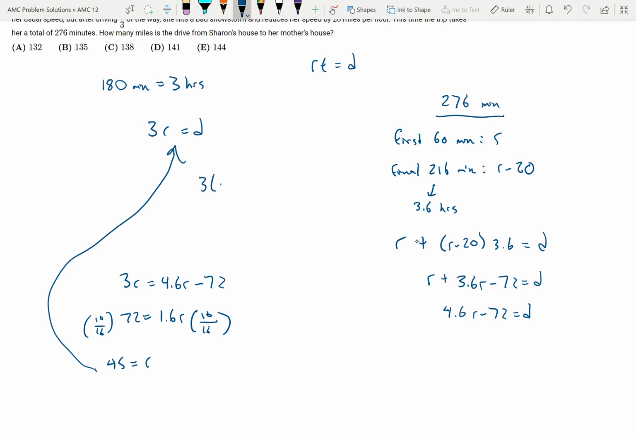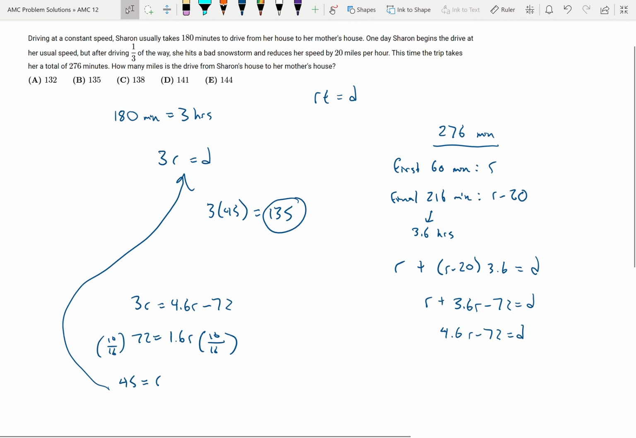So 3 times 45 equals 135. So the drive from Sharon's house to her mother's house is 135 miles, choice B.